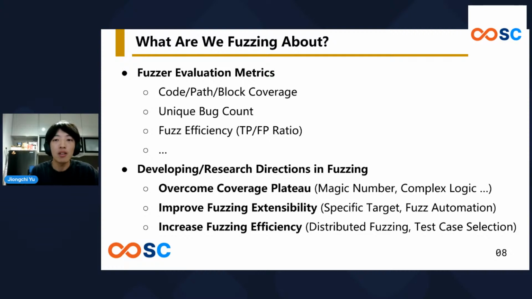For your information, fuzzing also faces persistent research and engineering challenges. To address these issues, numerous specialized tools and techniques have been proposed. For instance, how to overcome the coverage plateau, how to improve fuzzing for specific targets or specific domain software, and how to increase fuzzing efficiency.